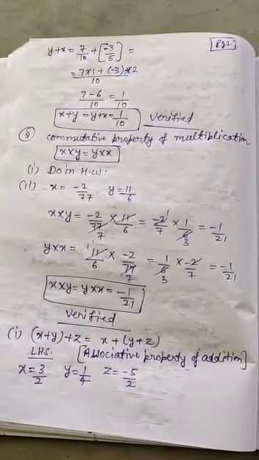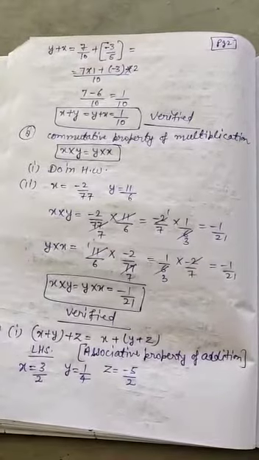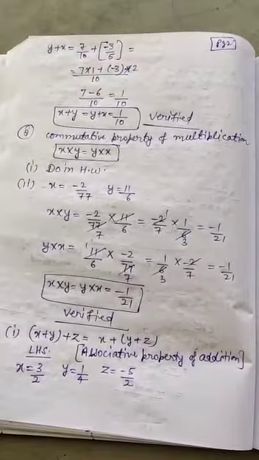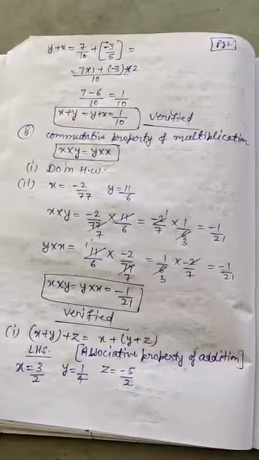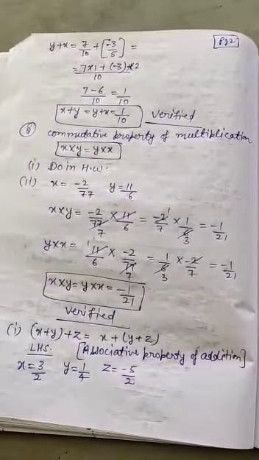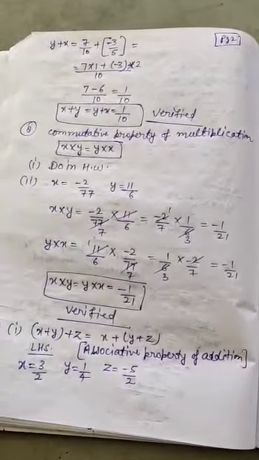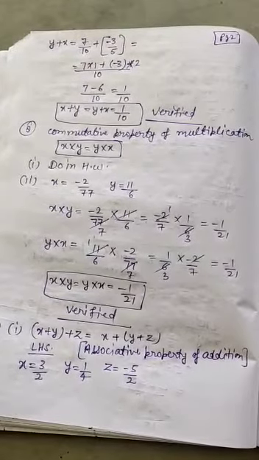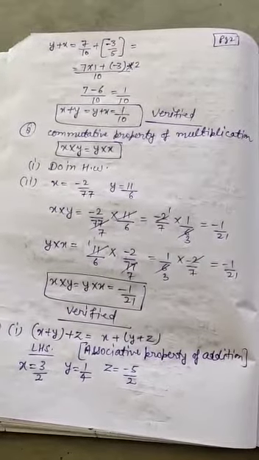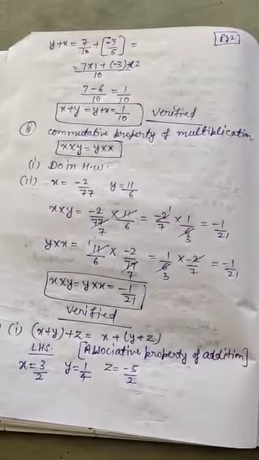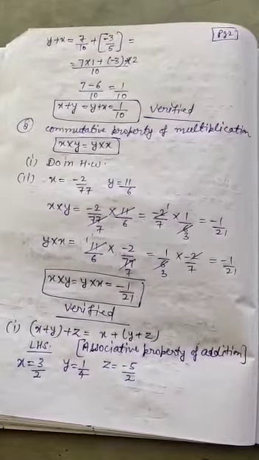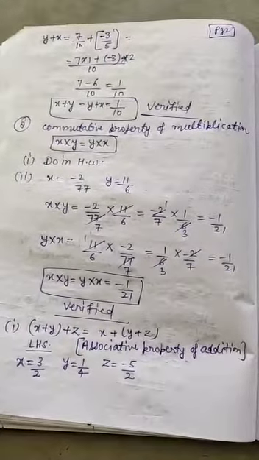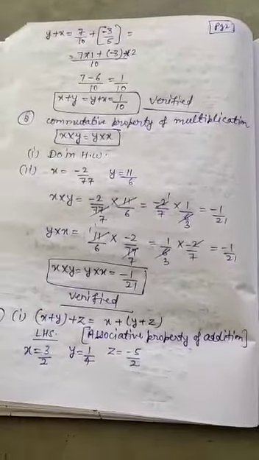In the same way, in the next question, we have to satisfy commutative property of multiplication. So I am going to tell you, for two variables x and y, we can write commutative property of multiplication as x into y equals to y into x. Again we are going to substitute the value of x and y. We will see finally we are getting minus 1 upon 21 in both the cases. Here we can say commutative property of multiplication is also satisfied.